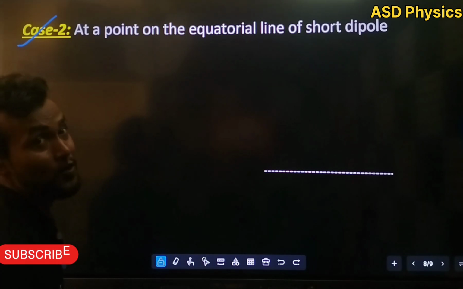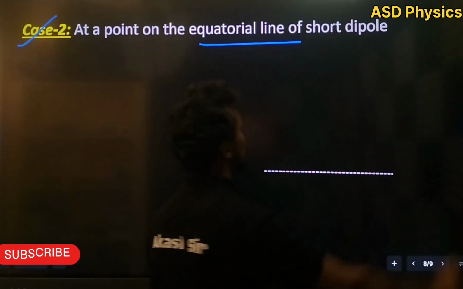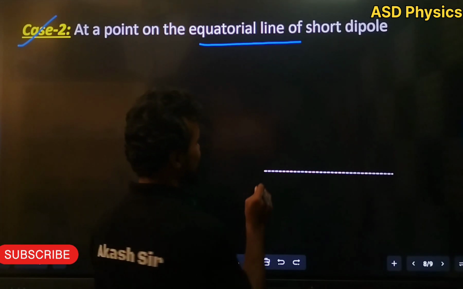Good. So now next one is, students, here please. At a point on the equatorial line of the dipole here. Equatorial line. Before that we were on the axis, but now we are on the equatorial line.